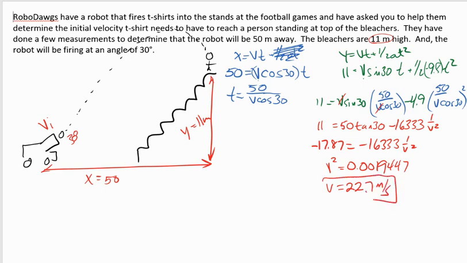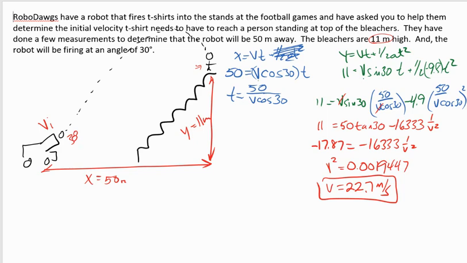So the RoboDogs are going to have to get their robot to fire the t-shirt at an initial velocity of 22.7 meters per second in order for them to hit this person that's standing at the top of the bleachers. Now, that is only under these conditions, though. 50 meters away, 11 meters high, and firing at an angle of 30 degrees.